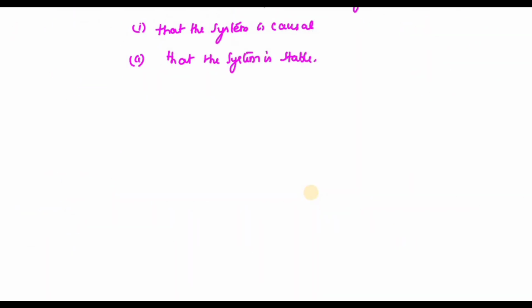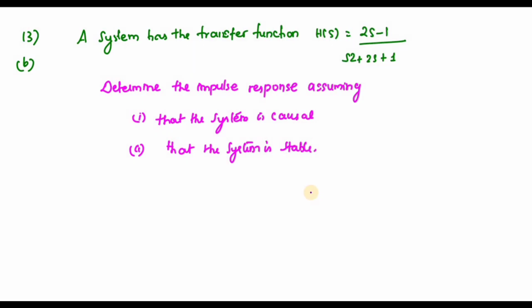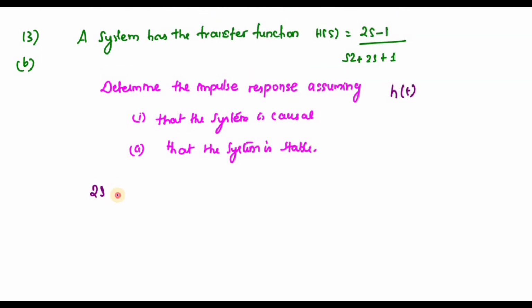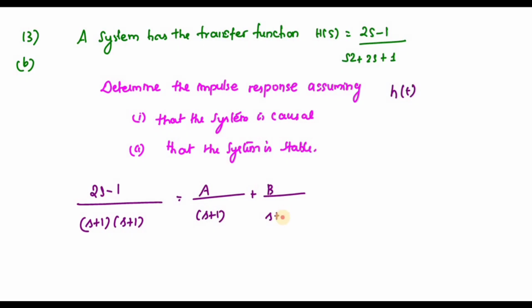So this is how you have to solve this problem. So now let us go for another problem. They have given the H(s) value equal to this one, and they have asked to find the h(t) value, assuming the system is causal and the system is stable. Okay. So for this one, you have to take the partial fraction, right? So this denominator, I can write it like this: A divided by (s plus 1) plus B divided by (s plus 1) the whole square.